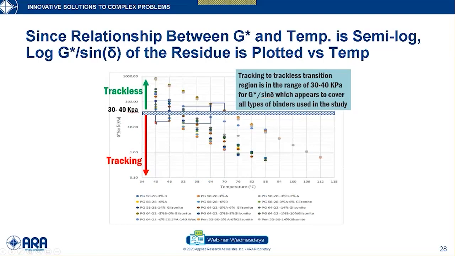So the bottom line of this tracking study is, as I said, your tracking is not affected by your binder modification. Your neat binder will dictate what your trackless temperature will be. And for this study, the band is 30 to 40 kilopascal. If you can ensure a stiffness of 40 kilopascal, I can say your asphalt emulsion will be trackless at that temperature.